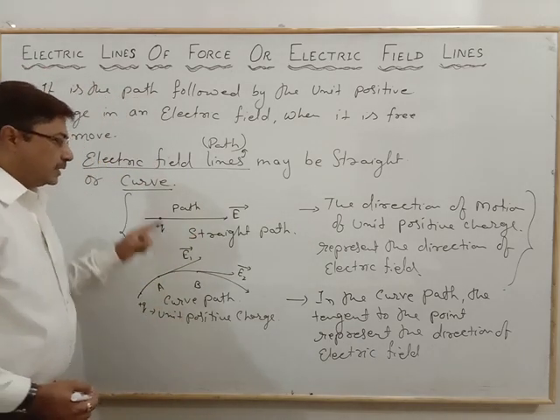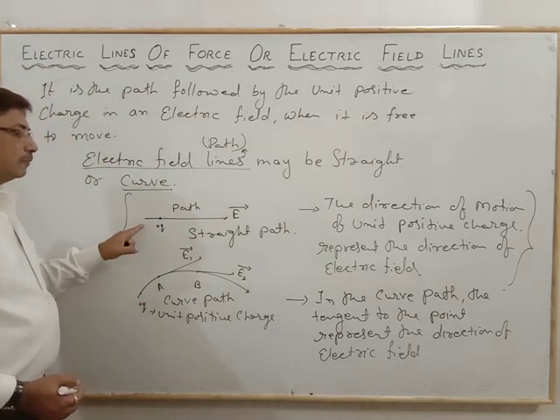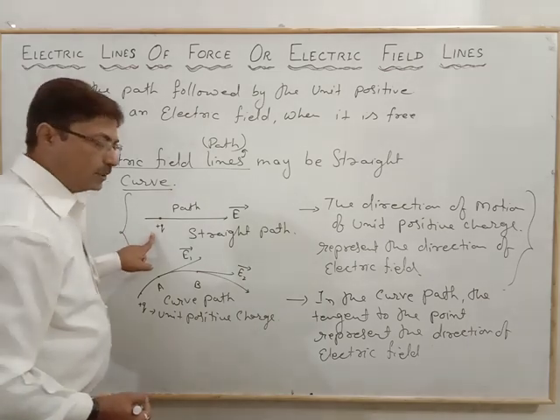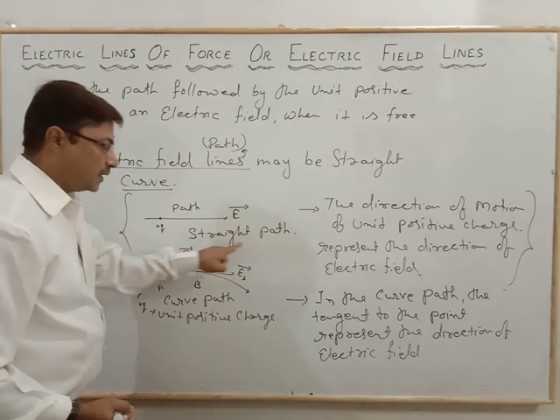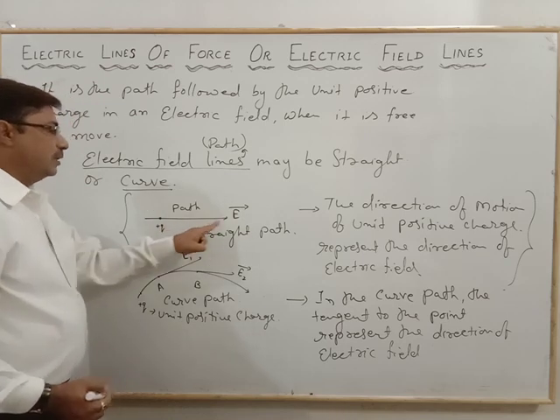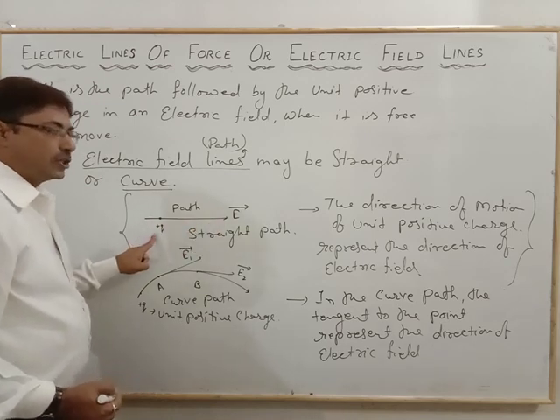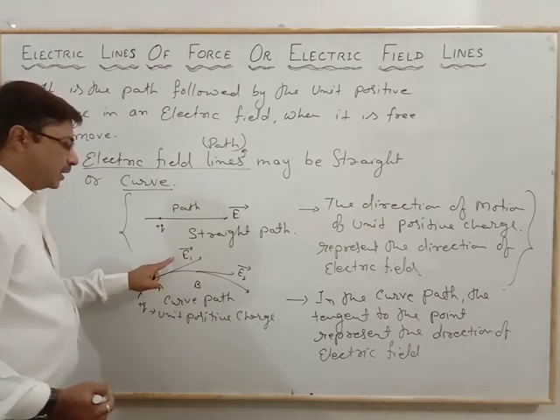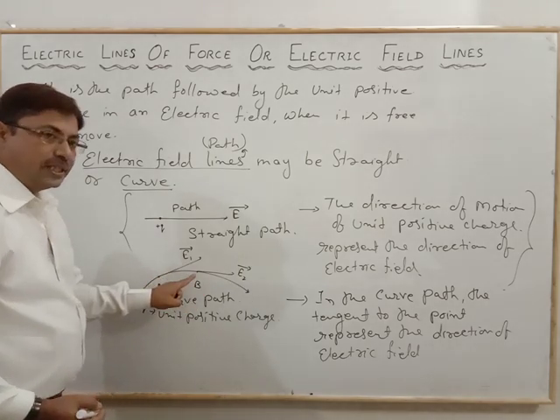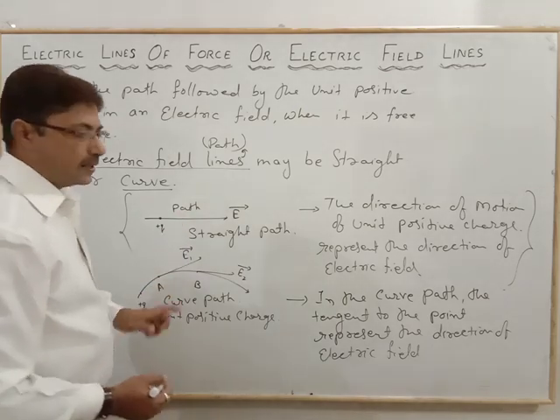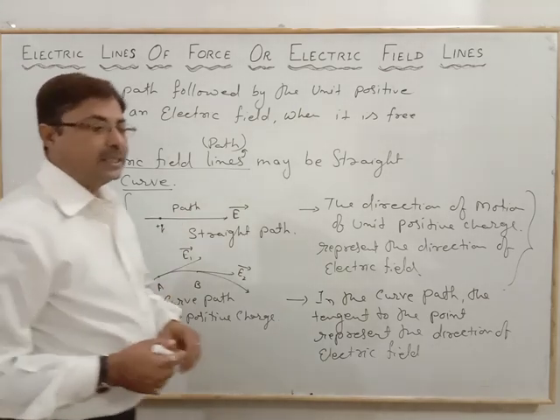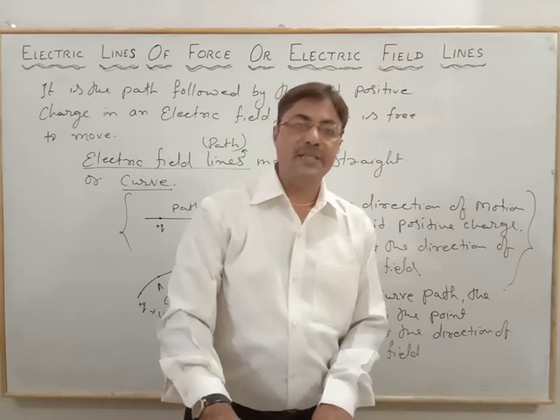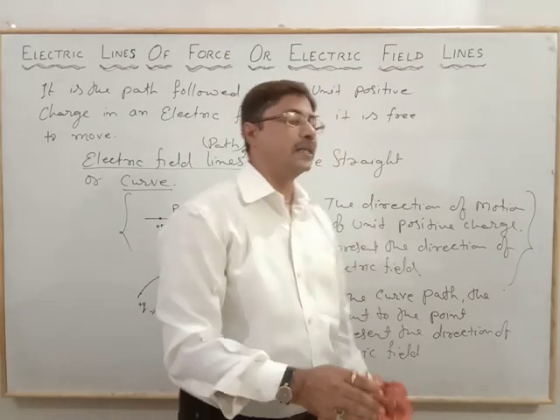So this is the two paths followed by the unit positive charge. For the straight path, the direction of the electric field is along the direction of motion of the test charge, and for the curved path, the electric field direction is drawn by the tangent to the point. Now, the electric lines of force also represent the strength at the region.